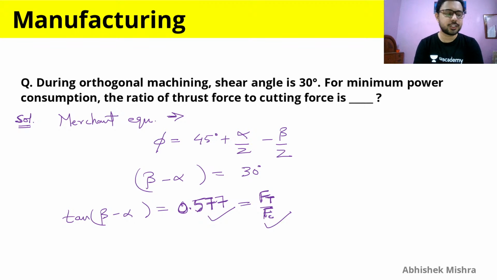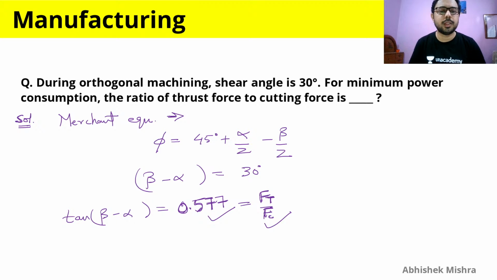Use the merchant circle only and calculate it by using the circle's geometry. And remember that tan(beta minus alpha) is equal to FT by FC. So do remember this formula, and if you remember this formula, then it is even better, because this is a common type of question that can be asked, or that is asked, in GATE and ESE.